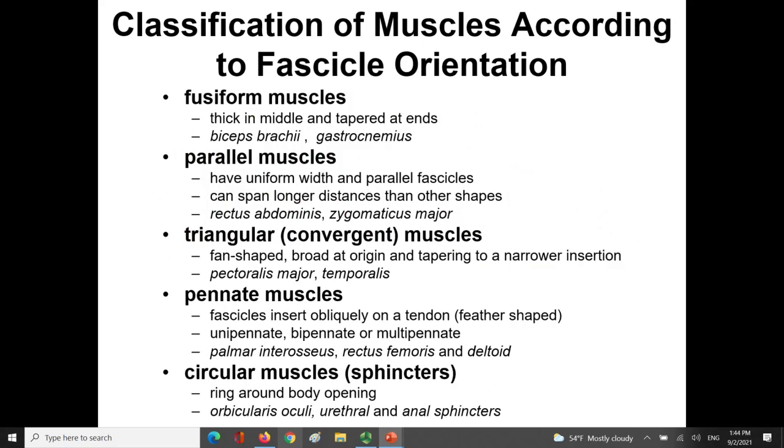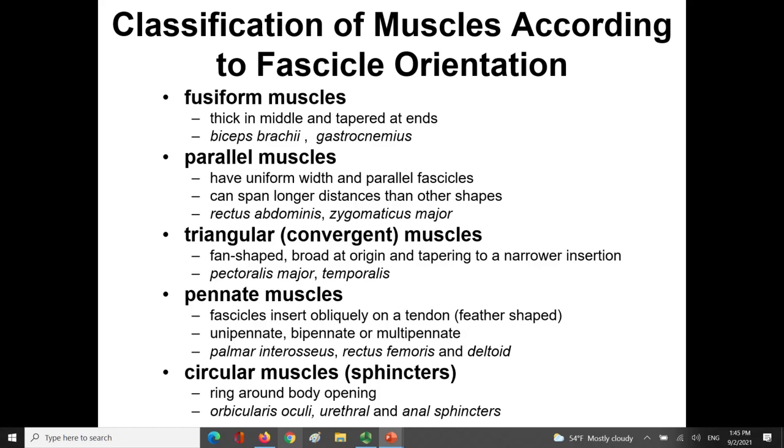Okay, so this is just getting into that a little bit deeper. You could kind of see this from the way the muscle is set up, but fusiform muscles are thick in the middle and tapered at the ends. It's giving you two examples here. You have parallel muscles, and those are uniform width and parallel fascicles. They can span longer distances than other shapes. So they are like long muscles, if you will.